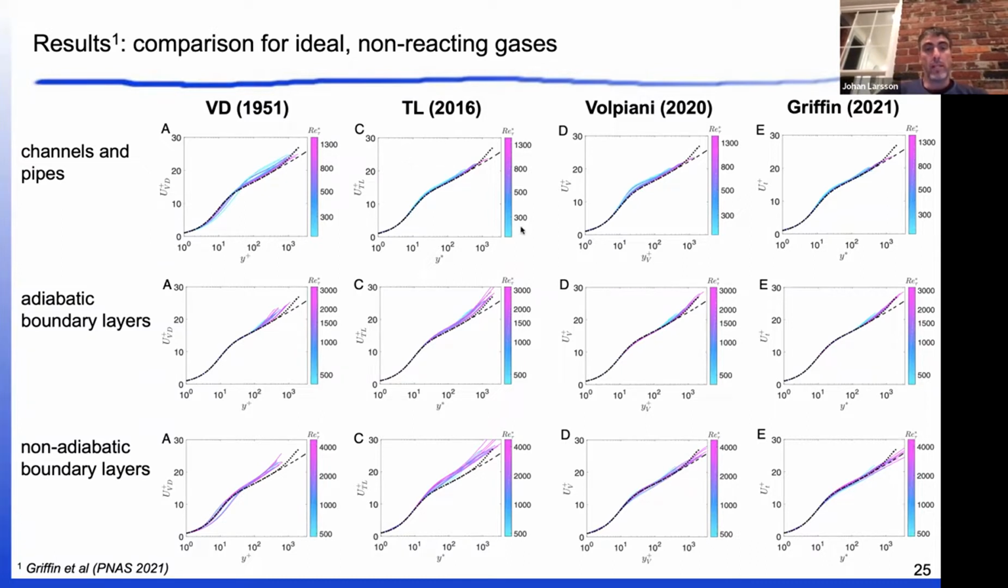And so what you see is that, by and large, well, you've seen it before. For channels and pipes, Van Driest has systematic errors. The TL transformation works well for channels and pipes, but has systematic upward shifts for boundary layers. The two most recent transformations, by and large, work better than the two older ones.